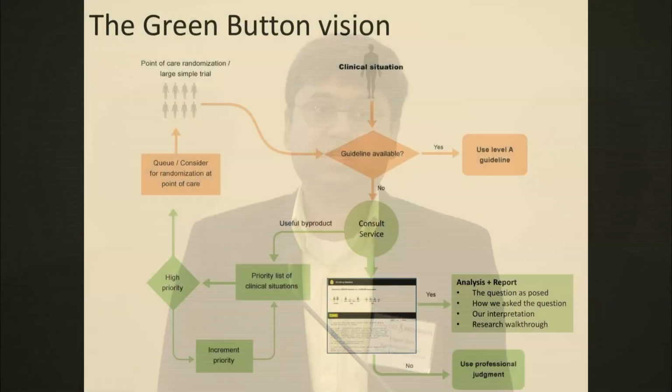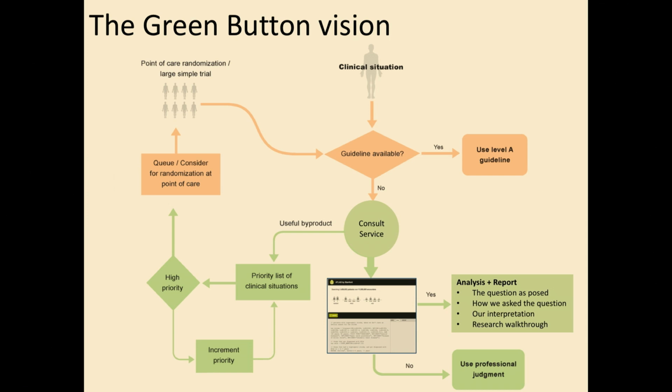So the basic idea is that if you have a clinical question and you know what to do, you have a guideline available, by all means go do it. If not, request a consult. We'll use the search engine, which was alluded to in the video, and then we'll do some analysis and produce a report that tells you what happened to similar patients, and our interpretation. We'll walk you through the research we did. If it doesn't work, of course, go use professional judgment. As a byproduct, now we know what questions doctors are asking.